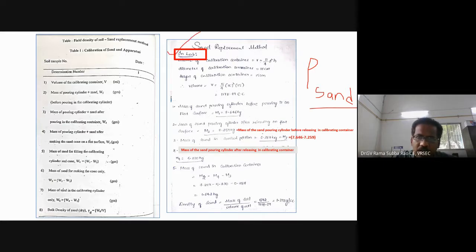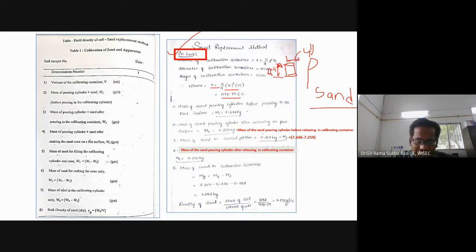Now you see we have a calibrating container here. The dimensions of the calibrating container: the height is 15 centimeters, about 6 inches, and the diameter is 10 centimeters, about 4 inches. For our understanding, the diameter is 10 centimeter, height is 15 centimeter. One can see the way we calculate the volume of the calibrating container. Now we are getting 1178.